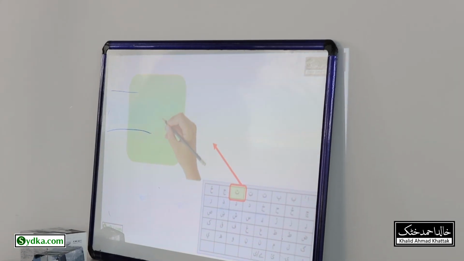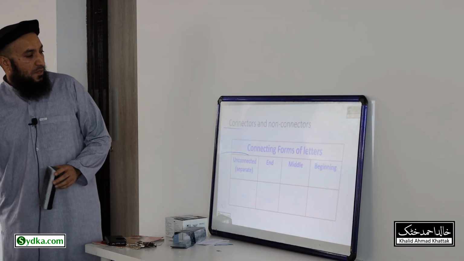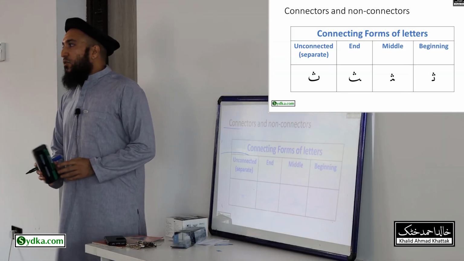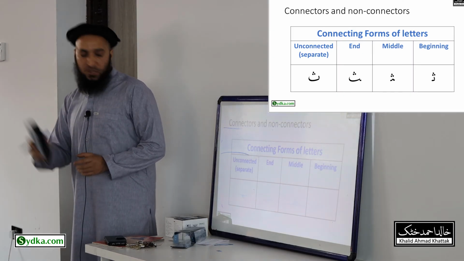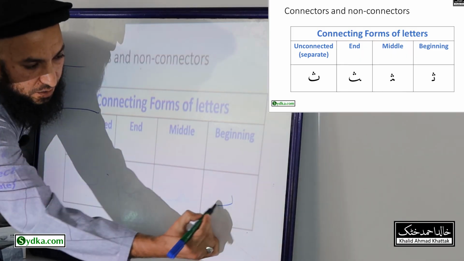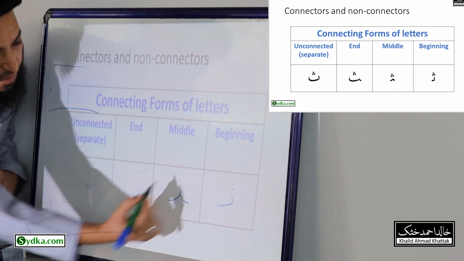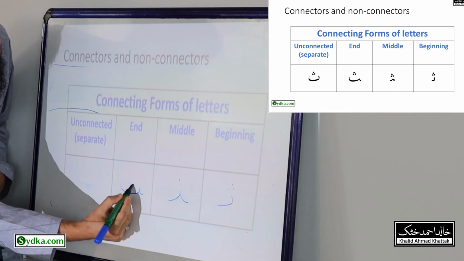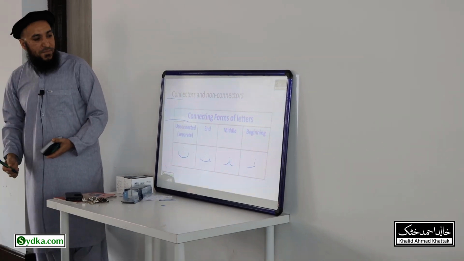Say. Start from the right, go to the end, and stops there. Okay, so 3 dots on top. Connector. Is it connector or non-connector? You two? Connector. Good. Why? Good. Okay, so the beginning form looks like this, the middle like this, at the end like this, and on its own like this. Okay, so 4 formats.